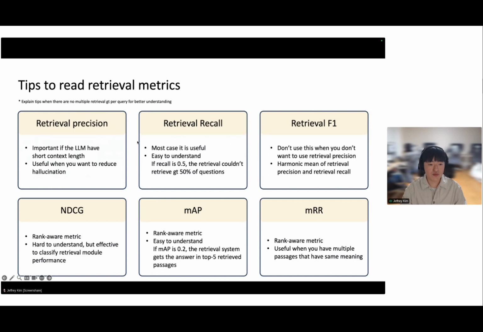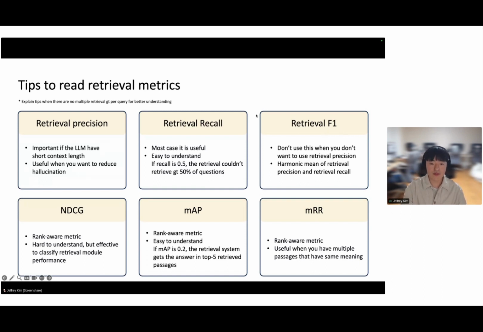And the next is retrieval recall. Retrieval recall is useful in most cases, and it is really easy to understand. When you have just one retrieval ground truth per query, if recall is 0.5, the retriever couldn't retrieve the ground truth for about 50% of questions. This is really straightforward to understand.